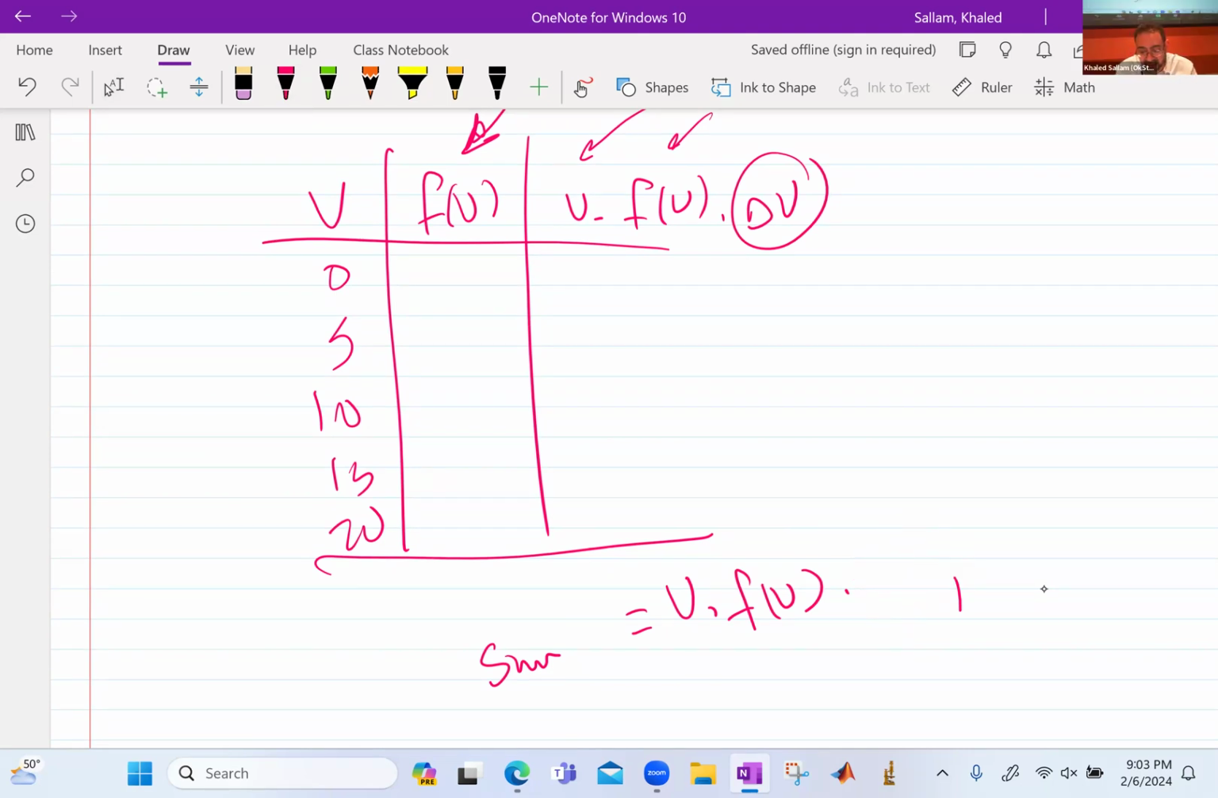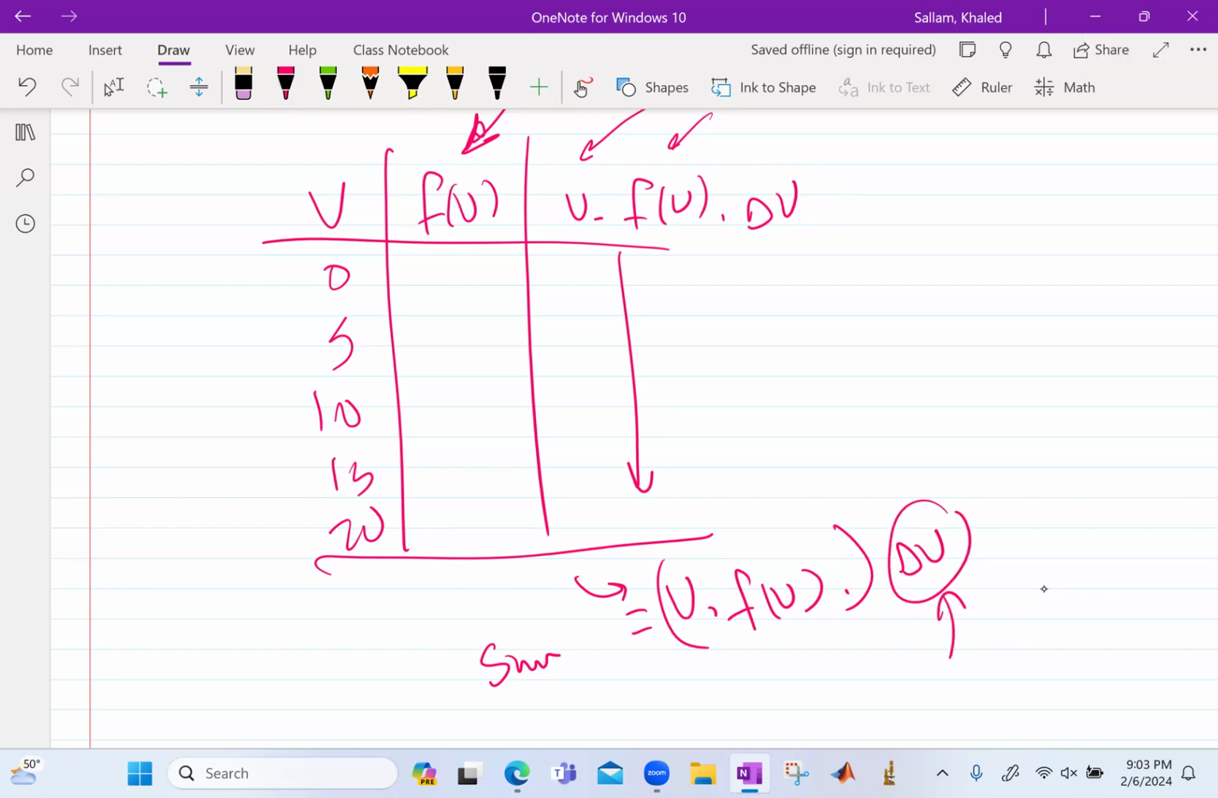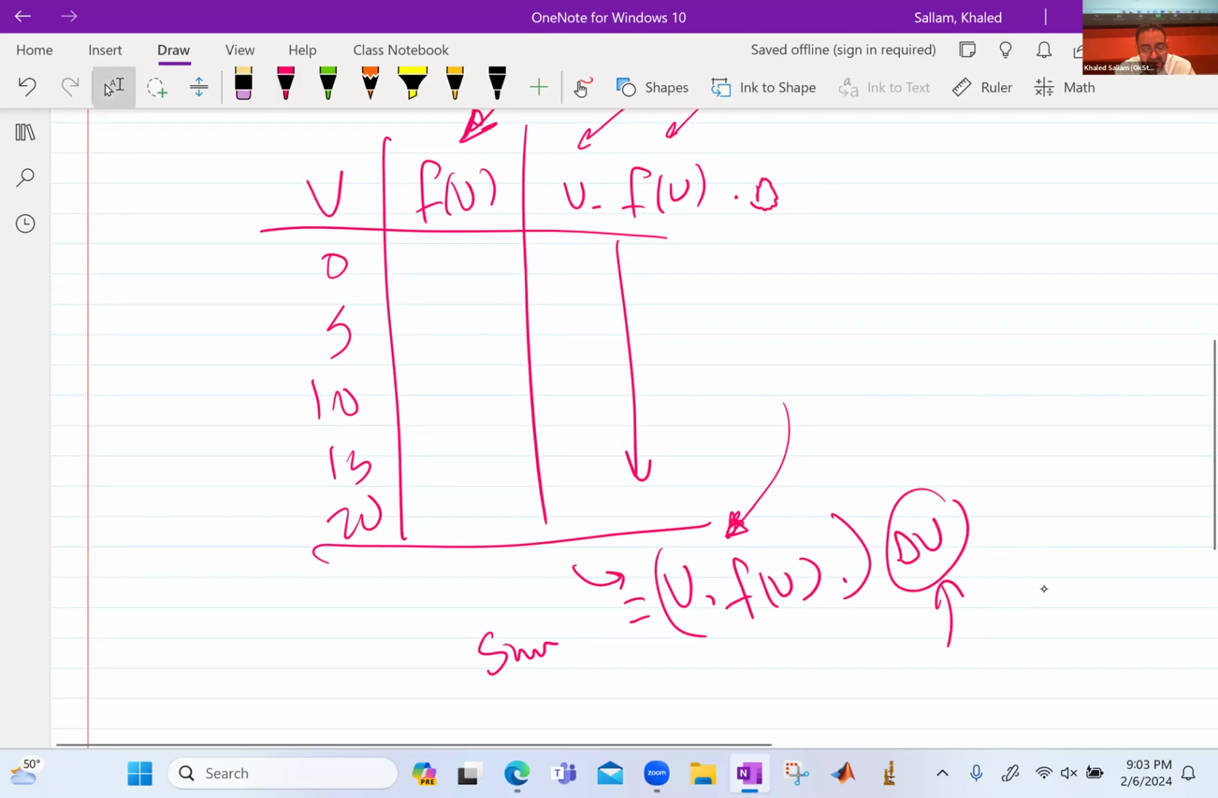But the thing is, I divided by the delta v at the end. So I did the summation, and then at the end I multiply with delta v. That's why I forgot. But yes, the formula does have delta v. You can do it here, or you can do it at the end. But I guess it makes sense. It's much easier to remember if you just put it over here too. Right?